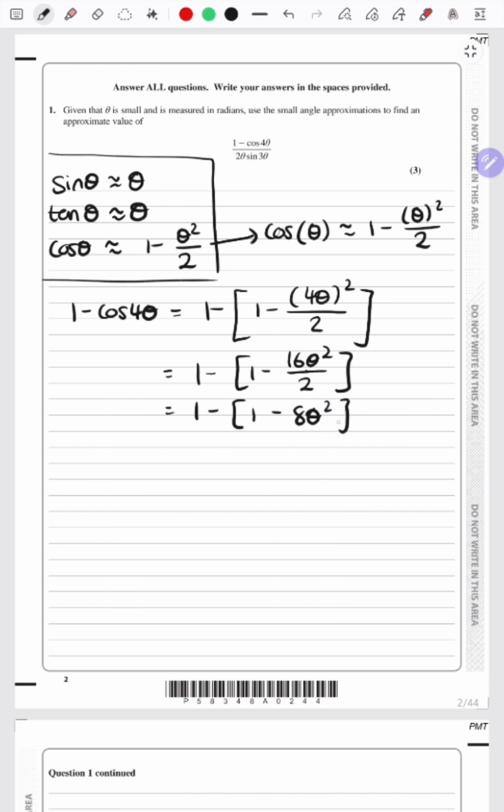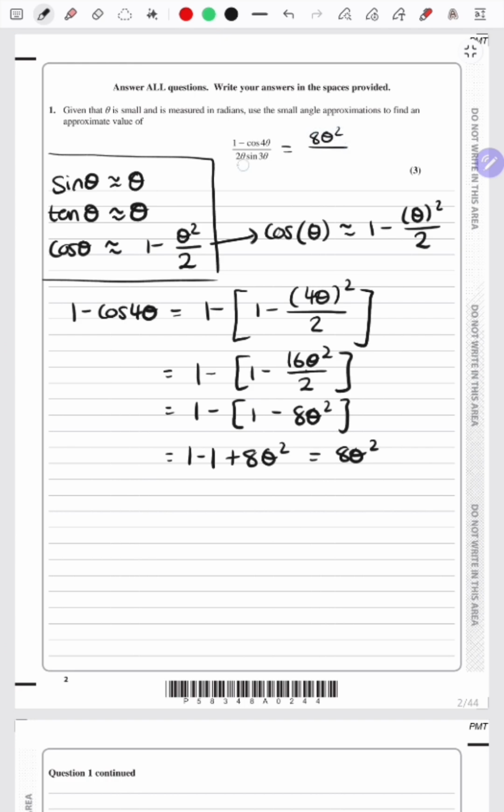And now we can expand this bracket out with the minus, so we have 1 minus, and we need to apply this minus to the 1 and also to the minus 8 theta squared. So we have 1 minus 1, and the minus applied to another minus is plus 8 theta squared, and 1 minus 1 is 0, so we just have 8 theta squared. So that gives us the numerator, which is 8 theta squared.